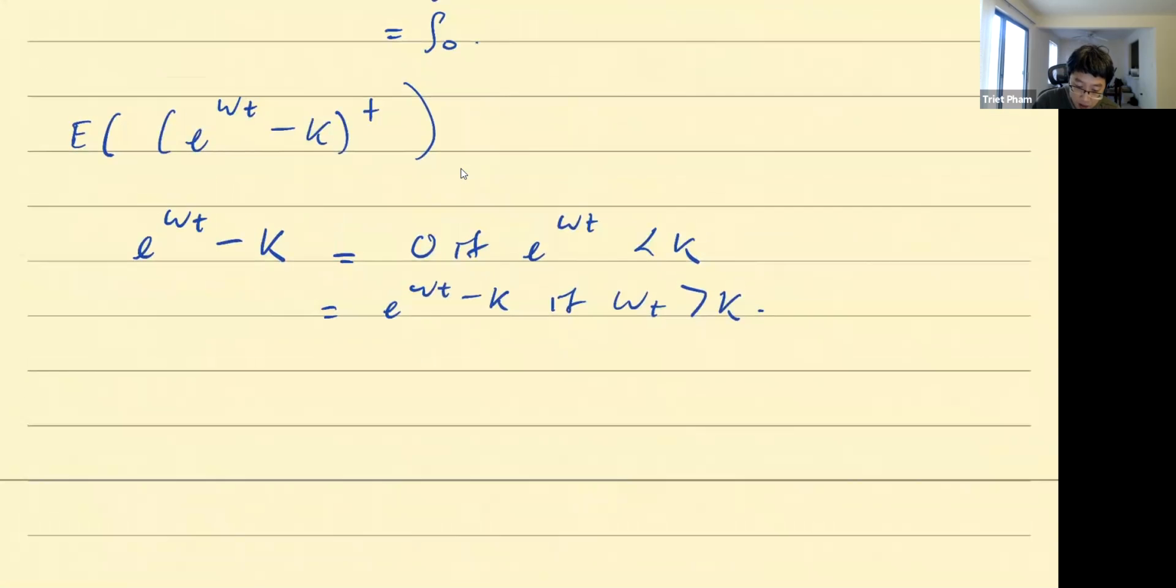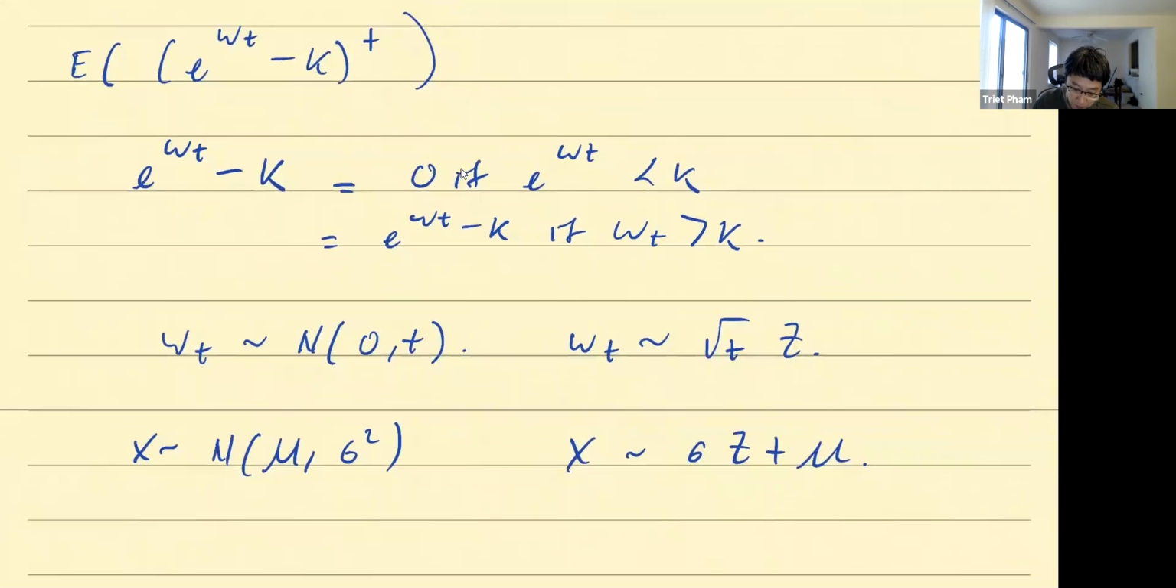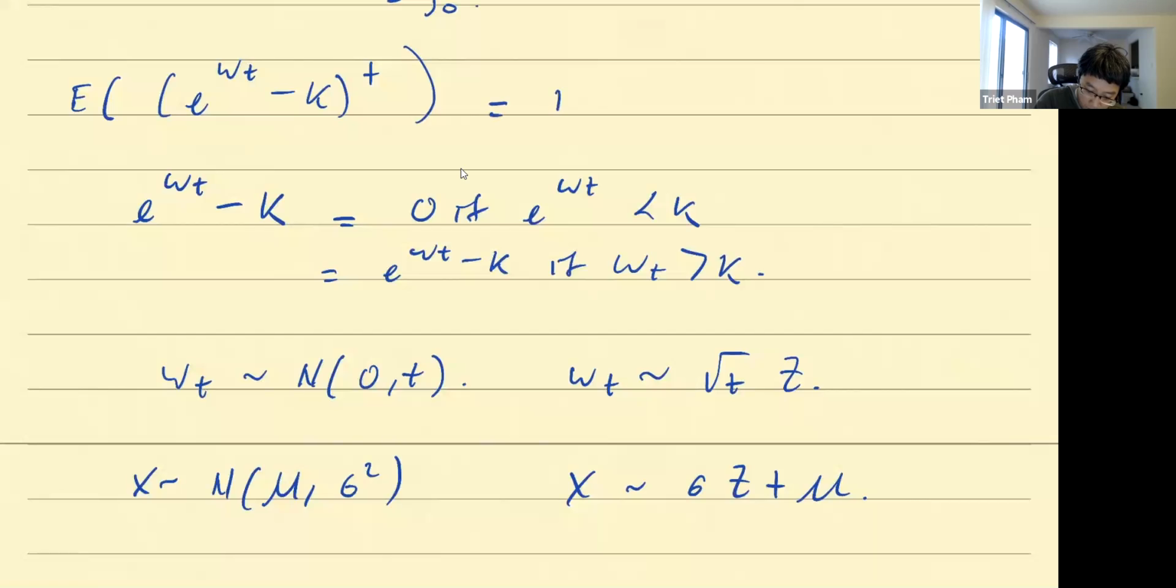So here, W_T is not that bad because W_T is normal with mean 0 and variance t. But still, it's not standard normal. So what do you do to return it to a standard normal? Well, remember that if X is normal with mean mu and variance sigma squared, then X can be represented as sigma times Z plus mu. So W_T can be represented as square root of t times the standard normal. In other words, this expression can be represented as e to the square root of t times the standard normal, minus K, plus. That's the best you can do here.